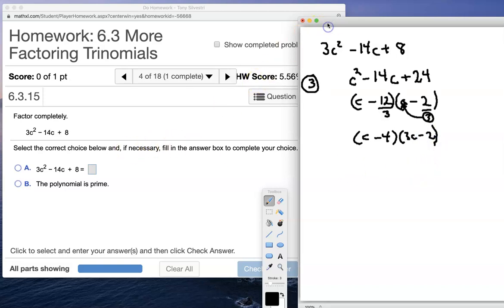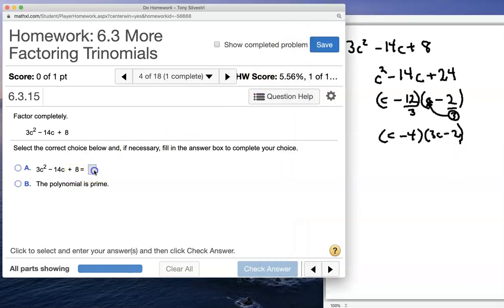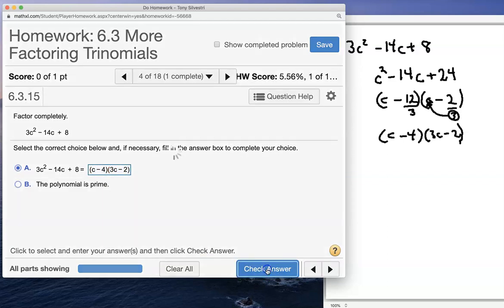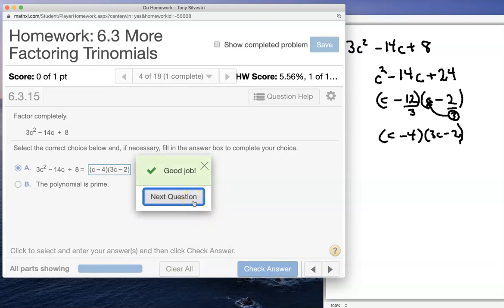So I'm going to push this off to the side. I'm going to say come over here. Okay, c minus 4. And this is going to be 3c minus 2. Close that. Check your answer. That's it. It works all the time. This magic number technique works all the time.